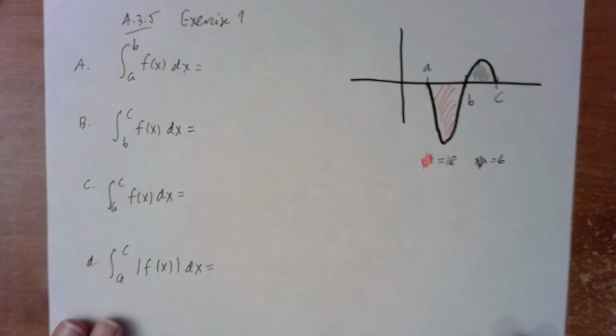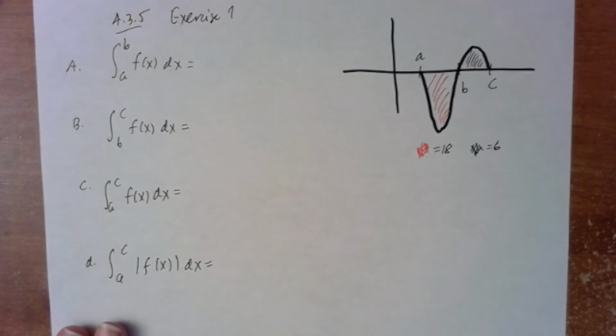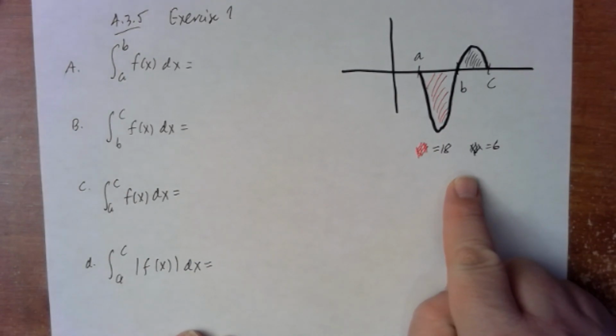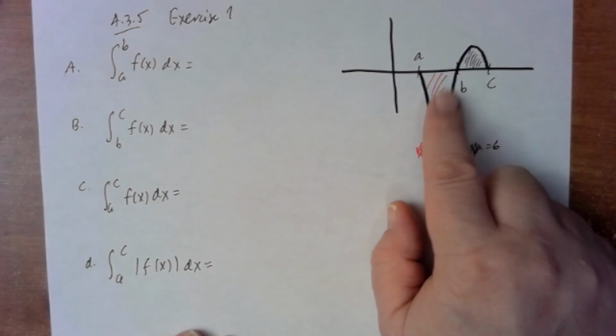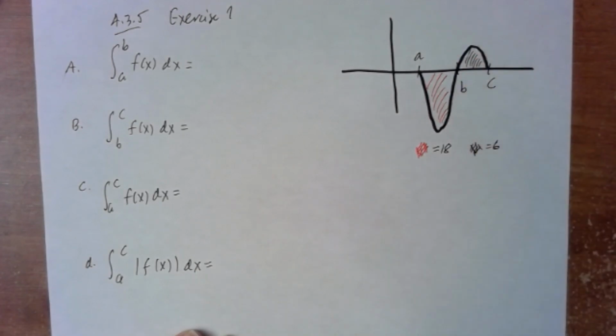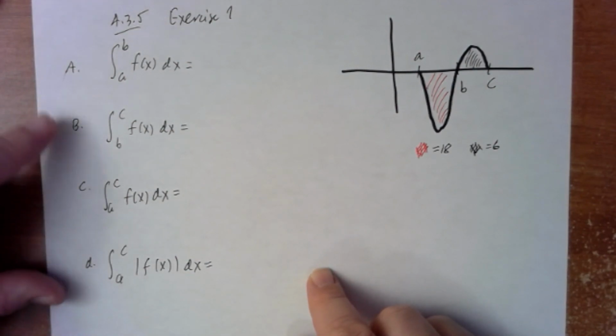Alright, so we're taking a look at a couple of examples from section 4.3, actually the exercises. And so this is exercise 1, and we're given this graph of f of x, and we're told that the area of the red section is 18, the area of the black section is 6. And so now we want to compute some quantities.